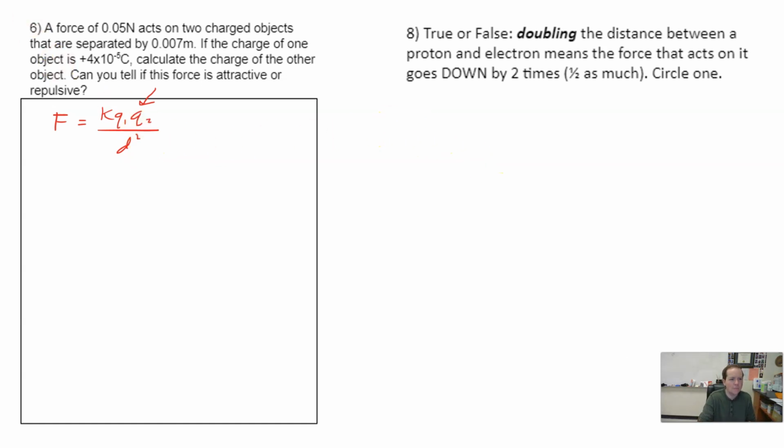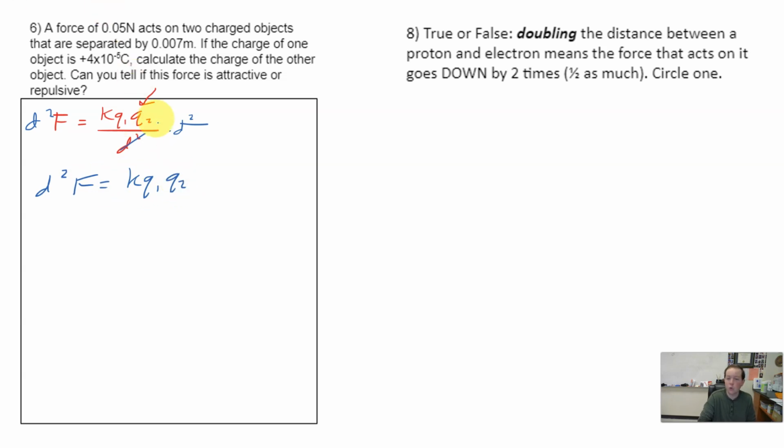But if I'm trying to solve for Q2, how do I get it all by itself? I got to get rid of all this other junk. For example, it's dividing Q2 by the distance squared. I don't want that distance squared. How do I get rid of it? Well, I can move the distance squared over. If I multiply both sides by d squared, it cancels out. That leaves me with distance squared times F equals K, Q1, Q2.